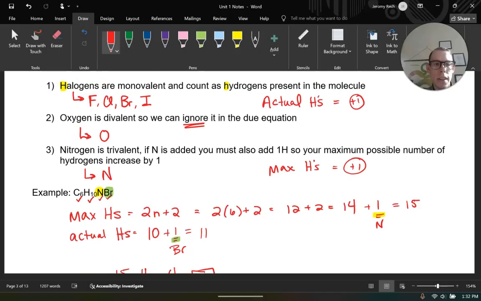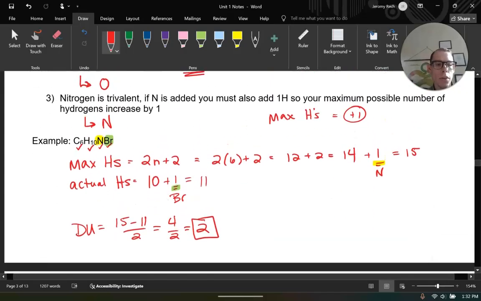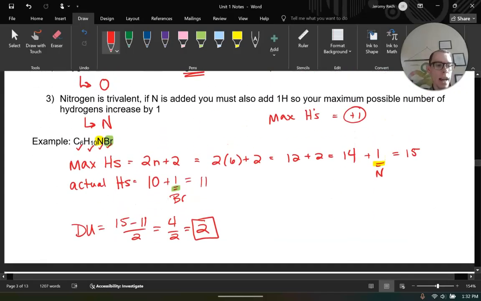So we'll stop the video there, and then in class we'll go through and do a bunch of practice on turning that number into an actual structure.